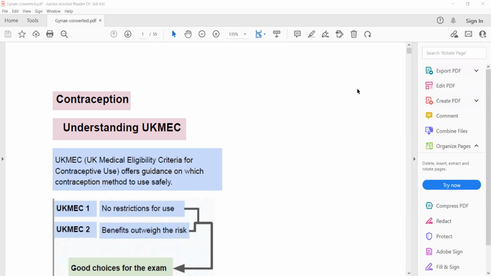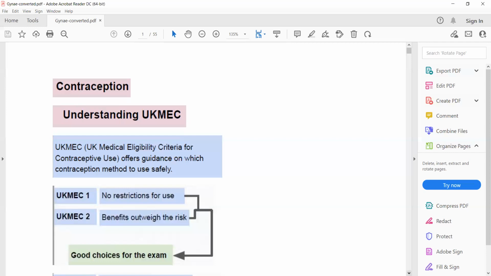They'll start in gynecology, and the first topic in gynecology is contraception. We'll discuss some points about contraception and the type of contraception that we should use in different kinds of scenarios for PLAB 1 exam.